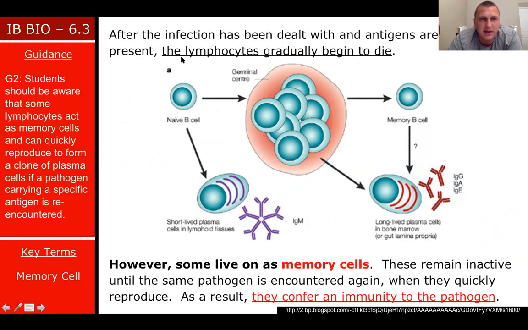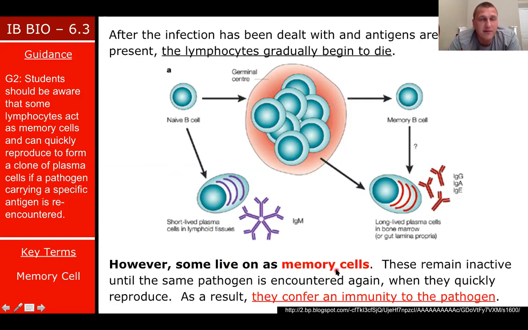What happens is the lymphocytes gradually begin to die. Okay, so if you guys see that underline there, even though there's no antigens, the lymphocytes begin to die because there's nothing to fight. But that's not it. Okay, that's not the end of the story, at least. The story keeps going because some of these lymphocytes actually live on as memory cells.